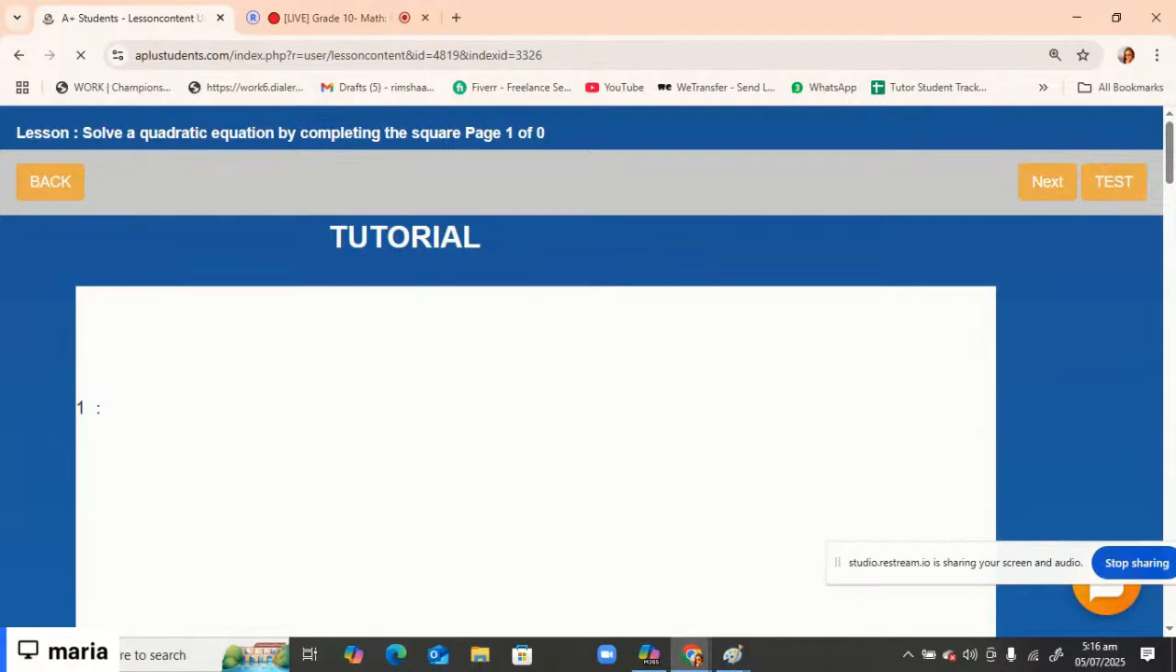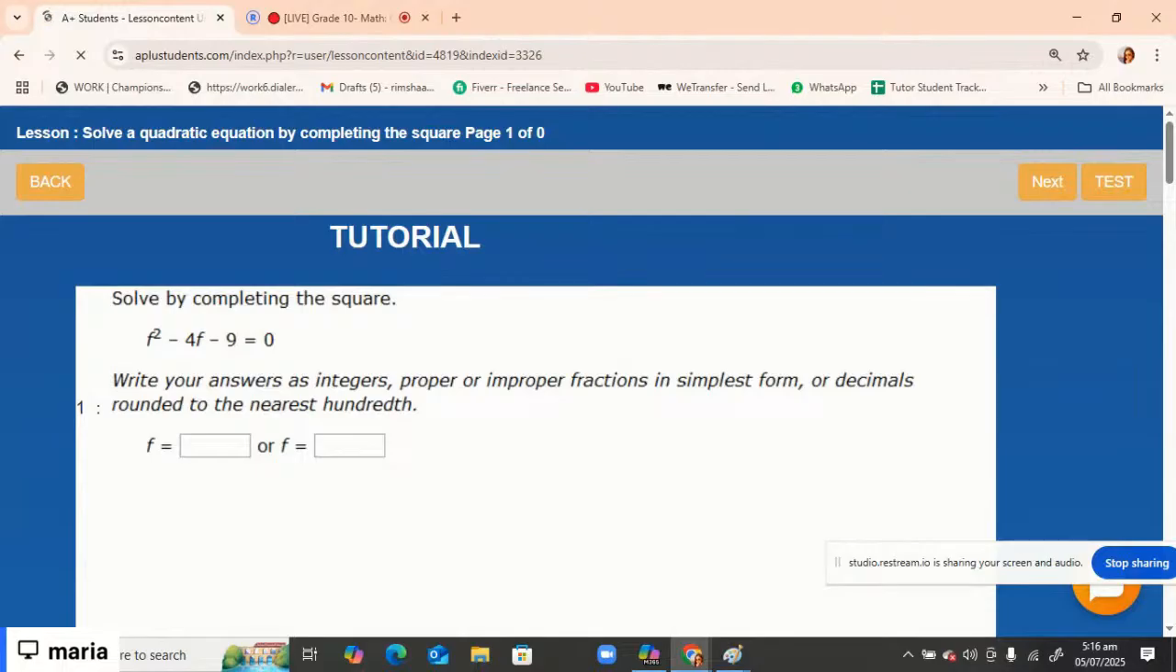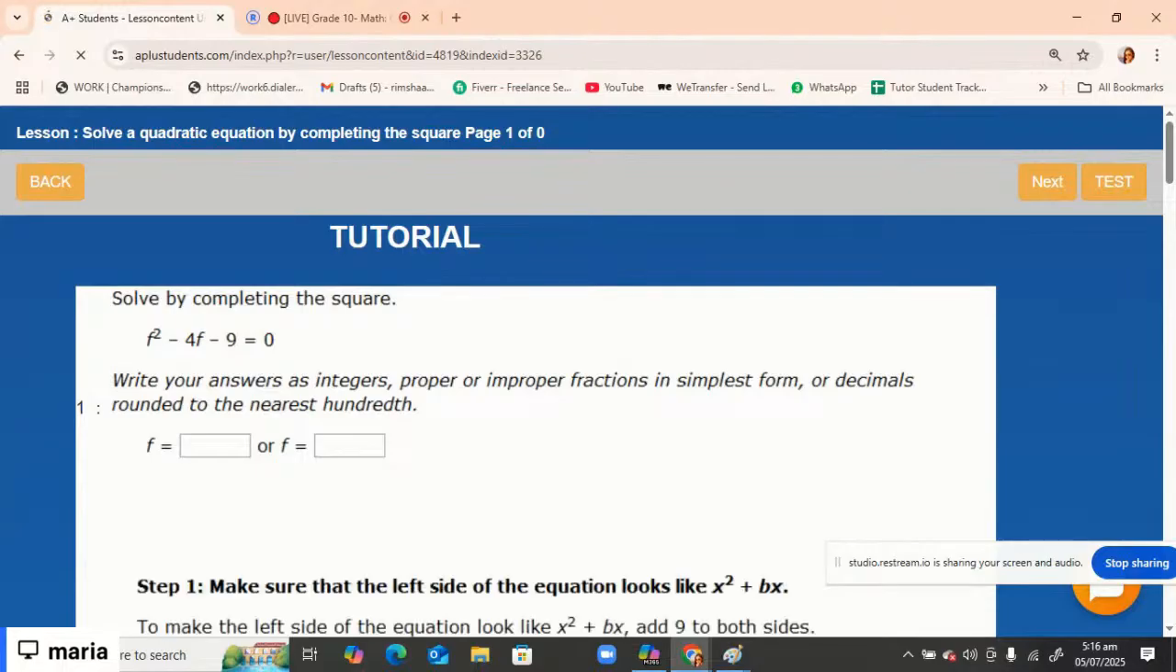Basically, solve a quadratic equation by completing the square. So let's do some questions related to that one. Okay, how to do it? Basically, this is the same standard form. We just separate the constant first of all, and then take the coefficient of the first and divide over the second.